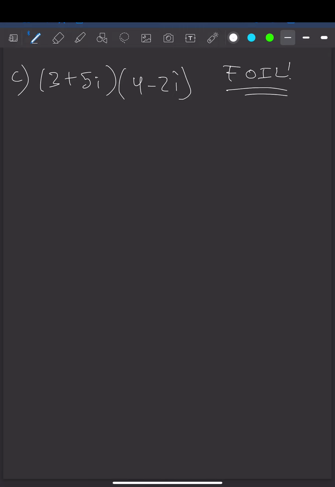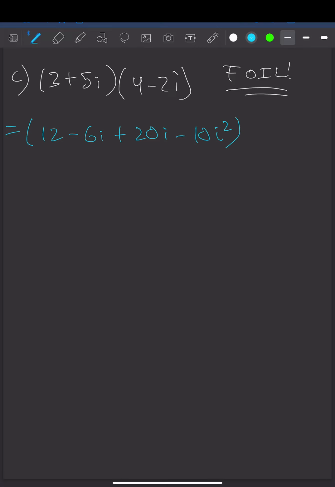Well, now, what if you have multiplication involved? Let's say you have 3 plus 5i times 4 minus 2i. So you FOIL. Same thing. It doesn't really matter what the intent is, you always go down to FOILing. So when you FOIL, you get 12 minus 6i plus 20i minus 10i squared.